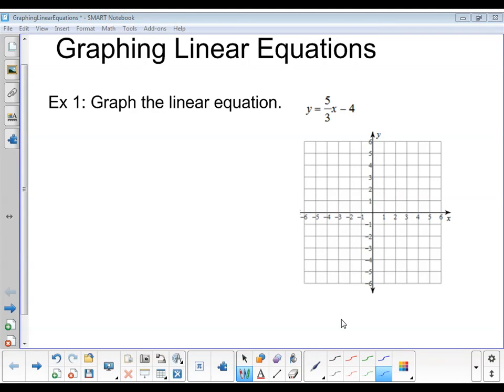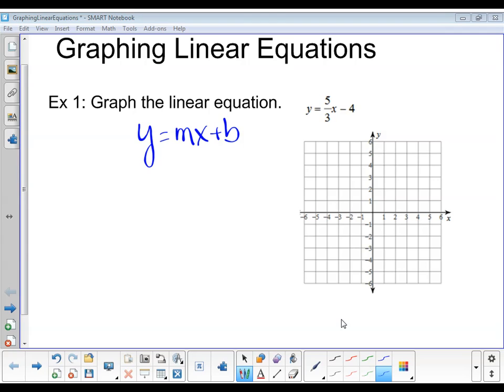Example 2 is going to go over how to graph a linear equation. There are a couple different ways that you can graph a linear equation. That's all going to depend on what the original format is. For example 1, this equation is in slope-intercept form, which means it's in y equals mx plus b format.